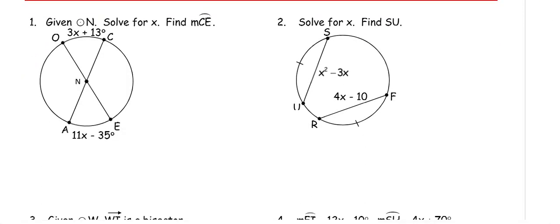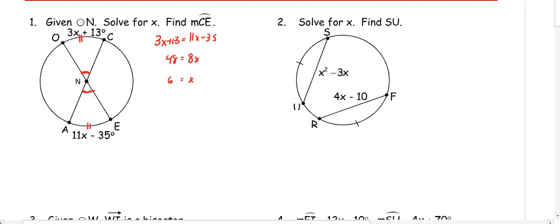In number one, given circle O, we want to solve for x. If I look at this, I see crossing lines, which creates vertical angles. Our vertical angles are congruent, which means that these arcs are congruent. So we would have 3x plus 13 is equal to 11x minus 35. Then I solve for x. 8x would equal 48. Divide by 8 on both sides, so x is 6.